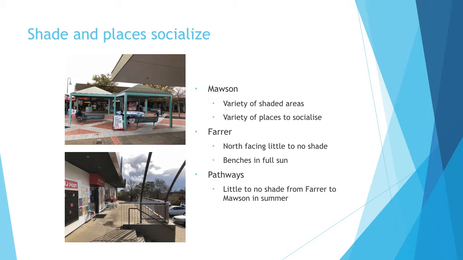Pathways: once you get to Farrer and head on the extra 1.5 kilometres to Mawson, there's no shade. There are trees, but they're not close enough to the path to offer anything. Some of them are young and will grow up and offer this in the future. Right now, there's nothing. It's hot, and so it feels like a long walk.